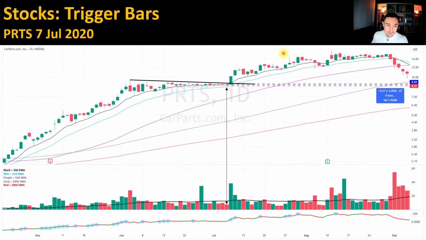So key. PRTS, as perfect a high tight flag type as you will possibly see. Look at the strength pre-base. Now this is an important concept as well. There's a lot of information coming at you, right? You can see the 52-week highs. You can see the stock is trending up. But it's not just that the stock is trending up. How did it trend up?